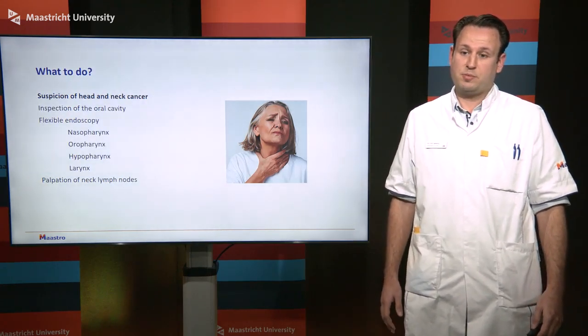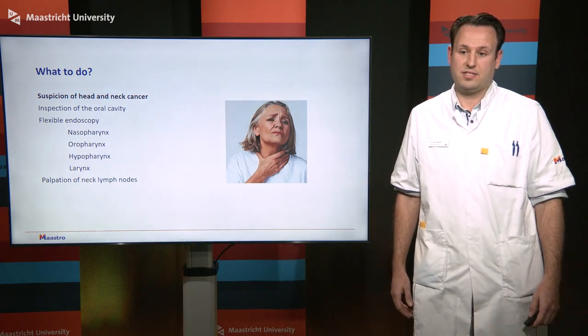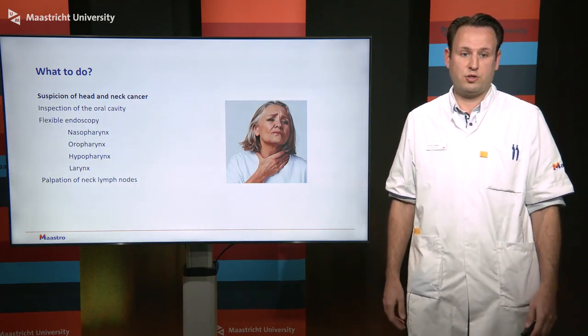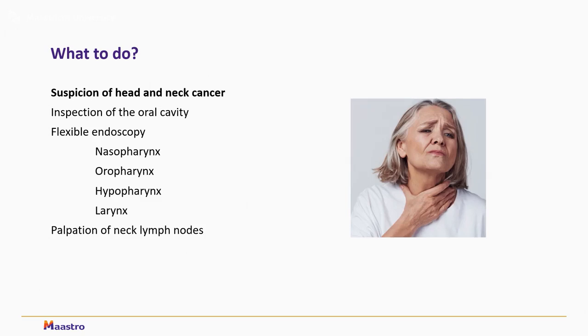So in this case, we have suspicion of head and neck cancer. And there are several steps that we wanted to do. Physical examination starts with inspection of the oral cavity. We continue with a flexible panendoscopy in which we can inspect the lower parts of the head and neck area. And we conclude with a palpation of the neck lymph nodes.